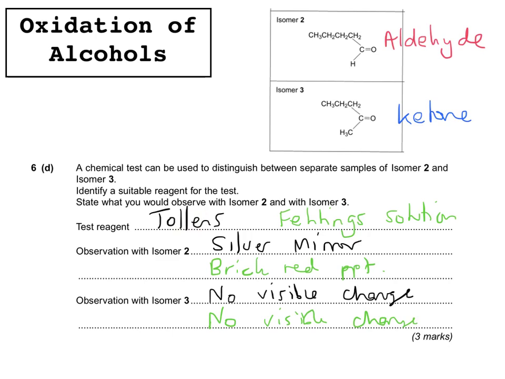You can choose either of those two things to start with. You don't have to put them both, but if you choose Tollens, you've got to go with silver mirror, and if you go with Fehling solution, you've got to go with brick red precipitate. Obviously, you can't mix and match the two answers.